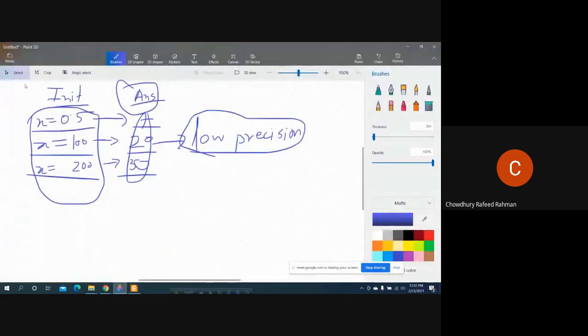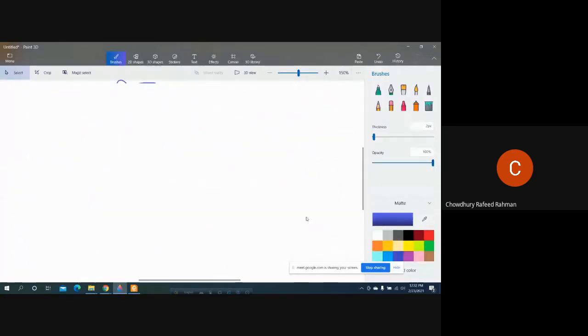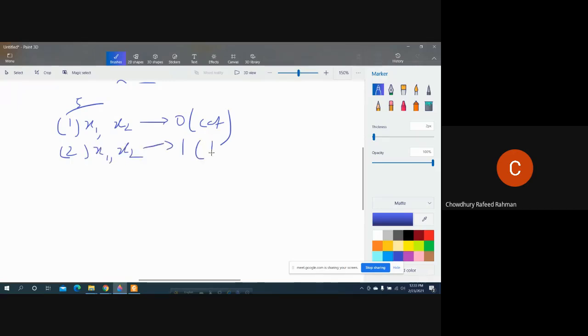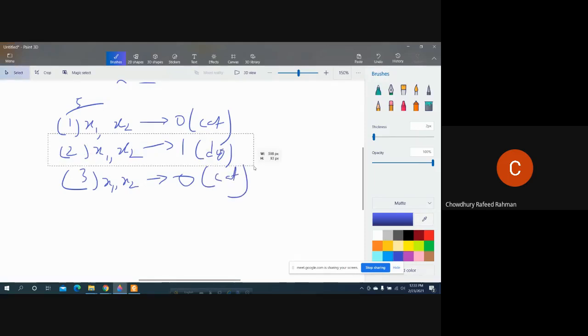Let me just clear this. This was a previous class. Suppose I have 5 images. Image number 1, x1, x2. This image is of a cat. Image number 2, x1, x2. This image is of a dog. Image number 3, x1, x2. This is again of a cat. Then let me just copy this.